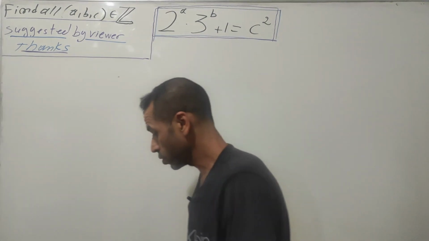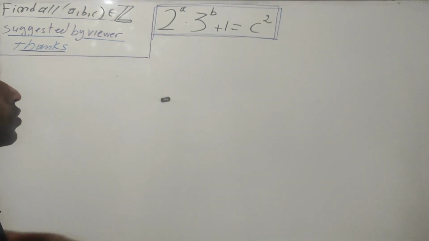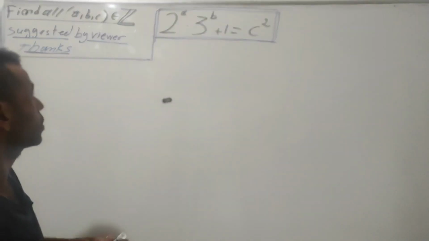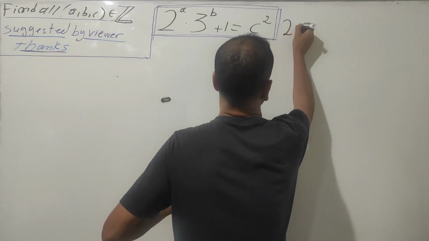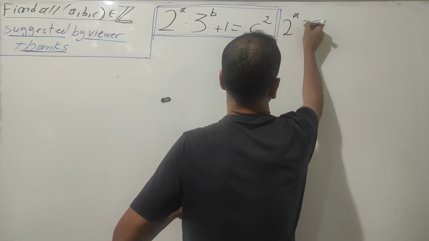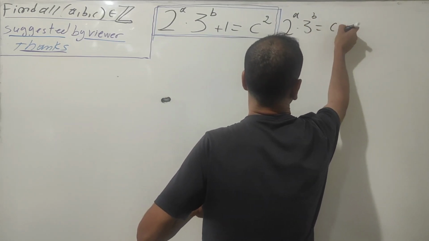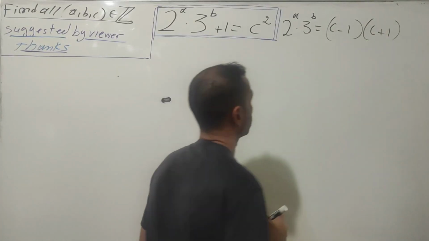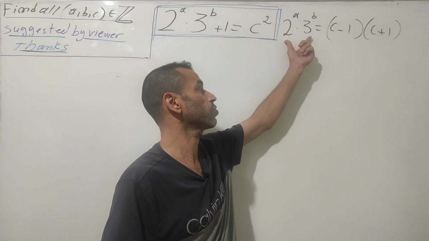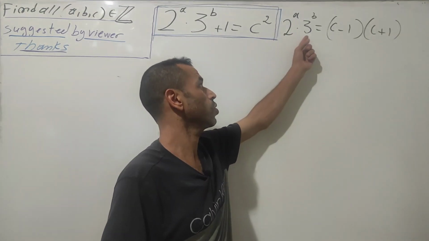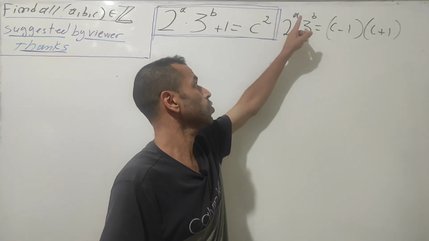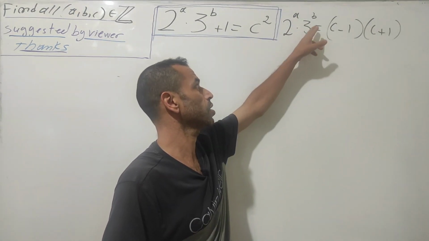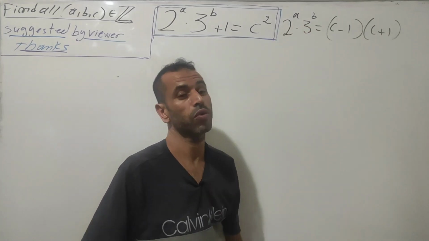First of all, I'm going to move the number 1 to the other side and make a product. So I get 2 to the a multiplied by 3 to the b, which equals (c minus 1) times (c plus 1). Because I have a prime factorization here, I'm going to work on one prime. I'm going to put a equals 0 and leave the other free. On the other side, I'll leave one free and the other 0.